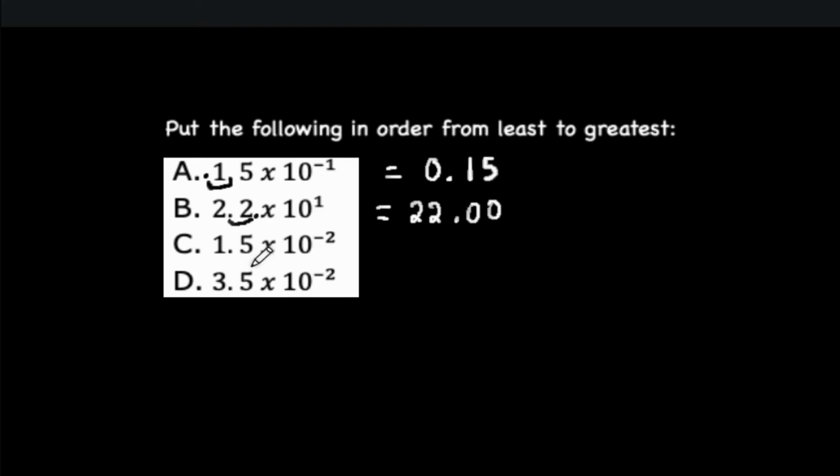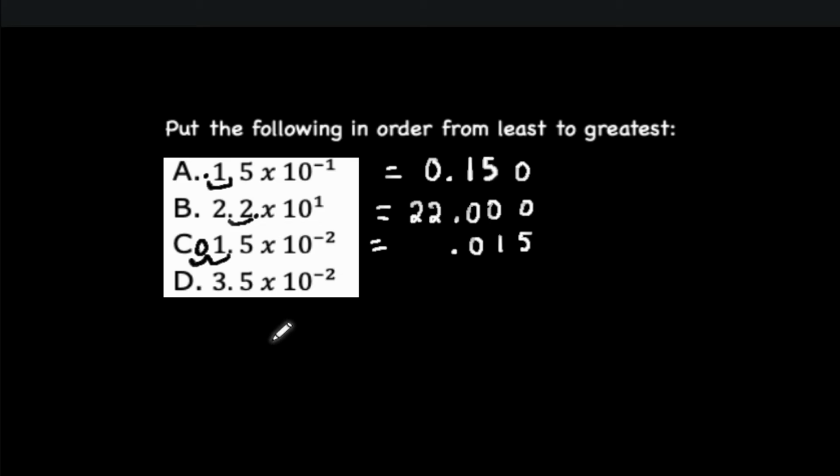And then we have 1.5 times 10 to the -2nd power. So this is actually telling us to move the decimal point 2 places to the left. So that's 1, 2, and that's 0.015. Okay, we'll place zeros here and here.